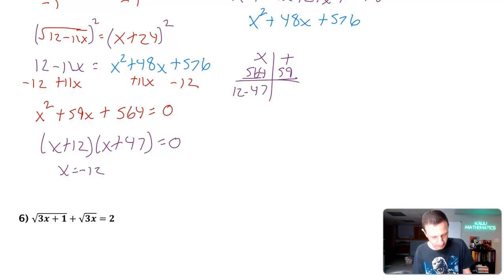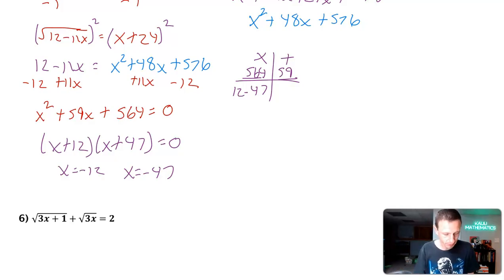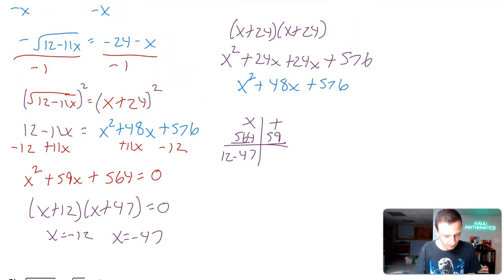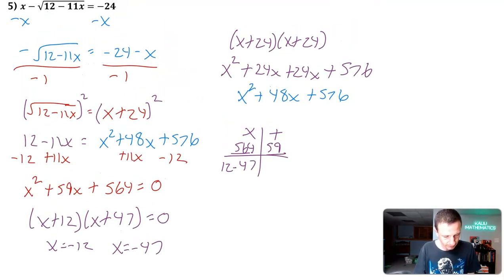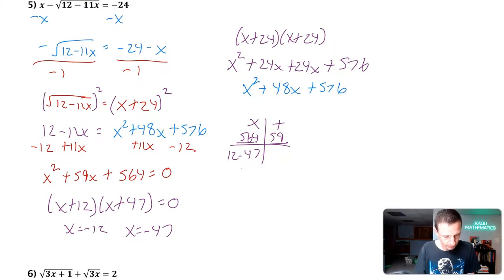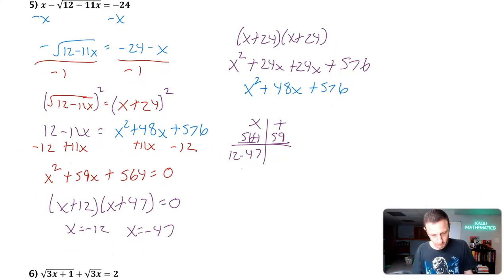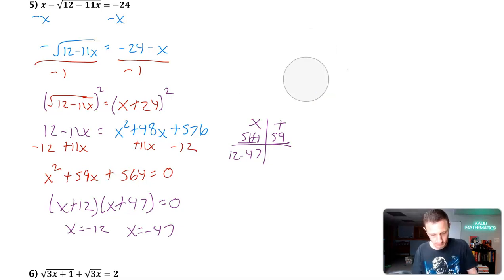I'm going to skip a step there: set that equal to 0, subtract 12. x is going to equal negative 47, set that equal to 0, subtract 47. So we get these two potential solutions. I would definitely check these, as I've been saying throughout here. So I have these potential solutions here. Let me zoom this out a little bit. I'm going to erase the multiplying there. So let's check negative 12.